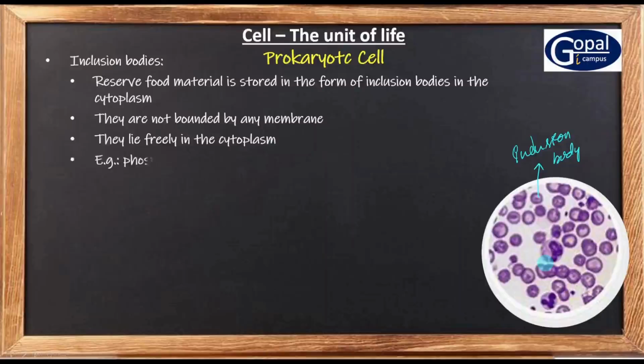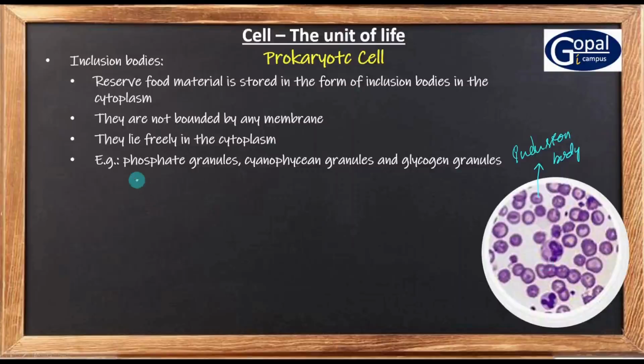What are the examples for inclusion bodies? They are reserve food materials like phosphate granules. They are seen in bacteria. Cyanophycean granules are seen in cyanobacteria. Glycogen granules are seen in the bacteria, right? So these are the examples for inclusion bodies.